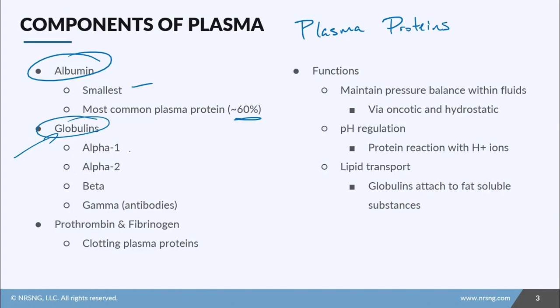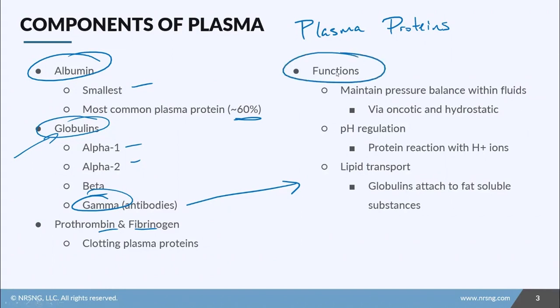Another type of plasma protein that we look at is called globulins. And globulins, there's several different types. You've got an alpha 1, alpha 2, you've got a beta, and then a gamma. And what's important to know about the gamma is that it is not water soluble. So it functions very specifically with this lipid transport that we'll talk about in just one second. Two other plasma proteins that we look at are prothrombin and fibrinogen. Now, prothrombin and fibrinogen are clotting plasma proteins. That means when there's an active bleeding site, these two plasma proteins are going to go to that active site and help to stop the bleeding there.